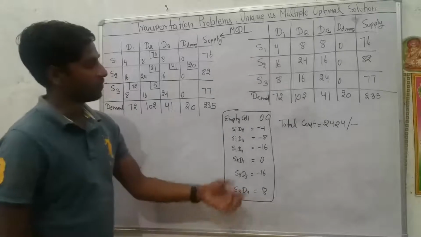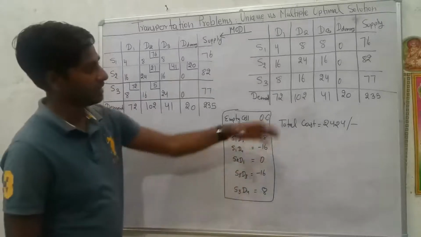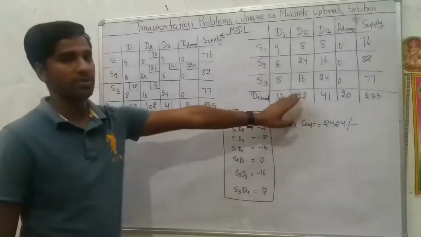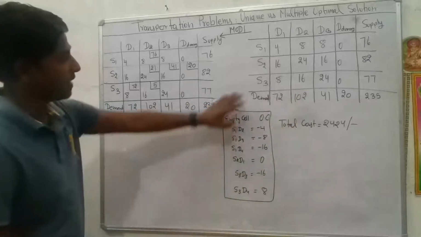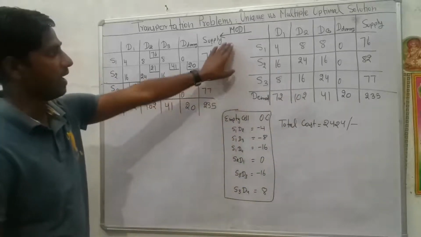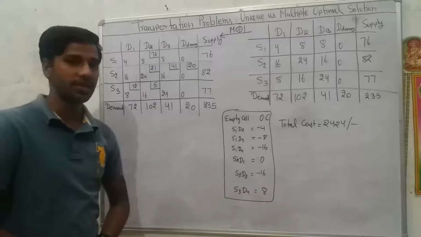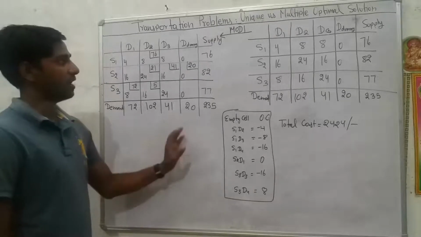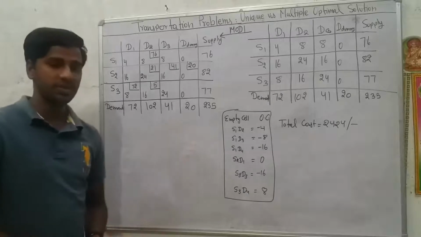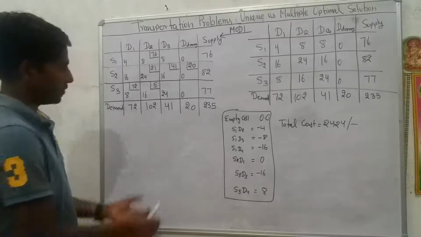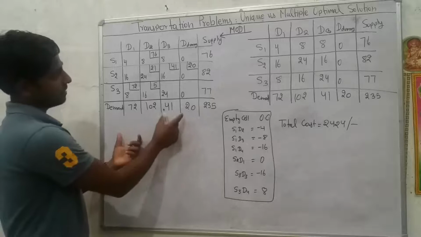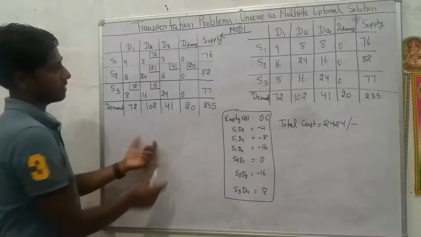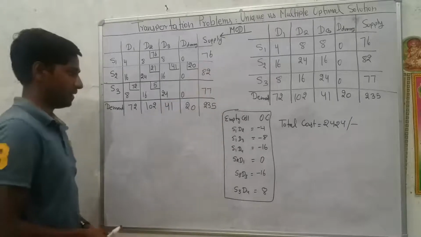With the help of Vogel's approximation method, we calculated the initial feasible solution of this problem, and then to get the optimal solution we applied modified distribution method. The case of multiple optimal solution arises only after calculating the optimal solution of a transportation problem. So this is the optimal solution that we got after applying modified distribution method.